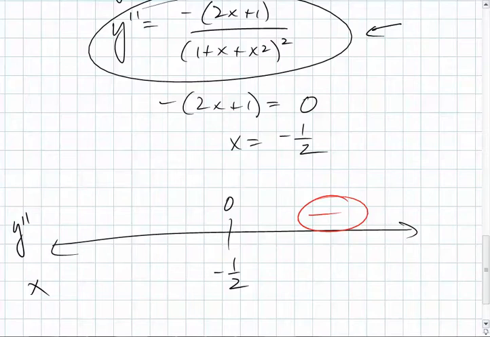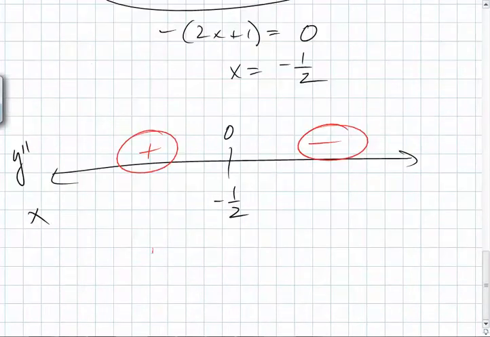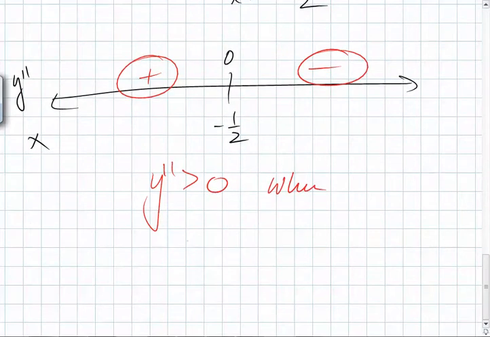Negative 2 plus 1 is? Negative 1. Negative 1 is? Positive 1. 1 over 1 is? Positive. So can someone tell me, so we know y double prime is greater than 0 when what? When x is what? Less than or equal to? Oh, not equal to. When x is less than what?